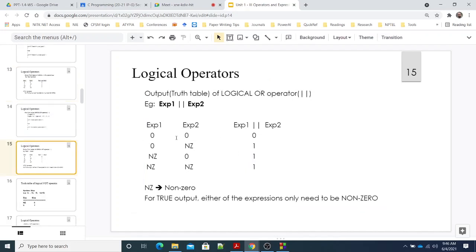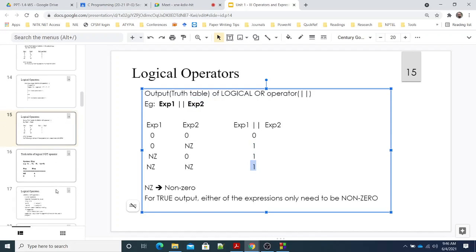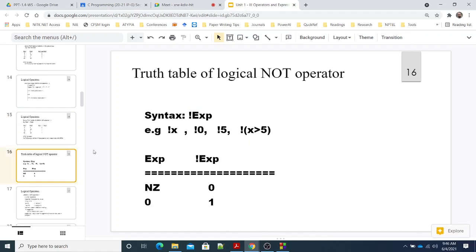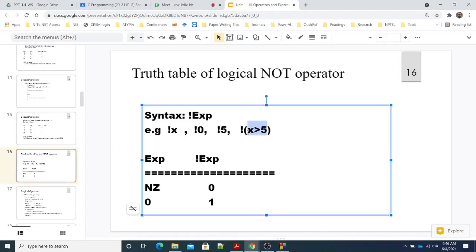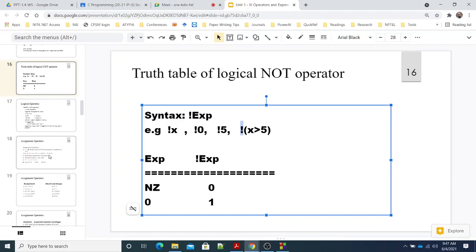Then the logical OR operation: if any one of the operands, expression 1 or expression 2, is true, then the final outcome will be true. Then the logical NOT operator basically negates the result of a relational expression. So if x less than 5 is true, NOT of x less than 5 will be false. So these are the three logical operators.